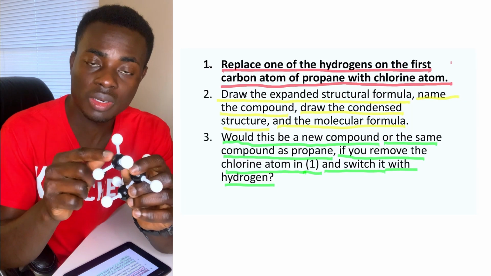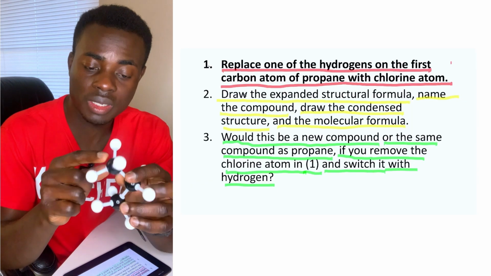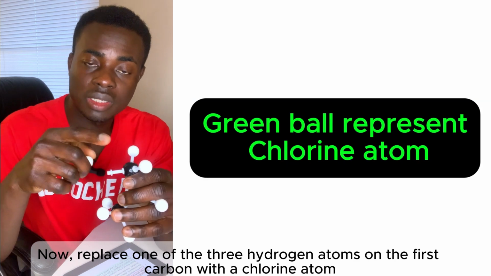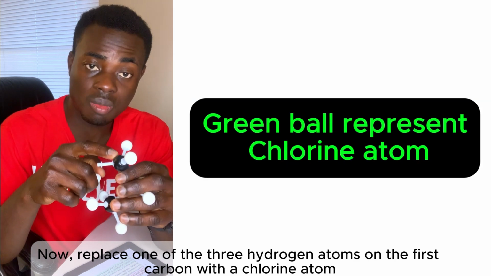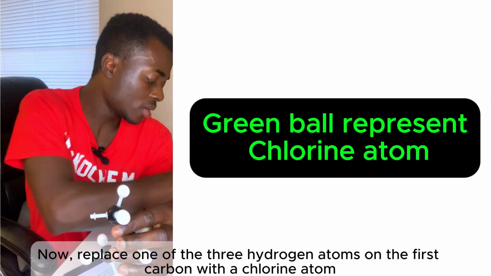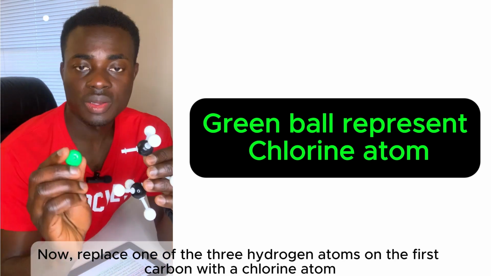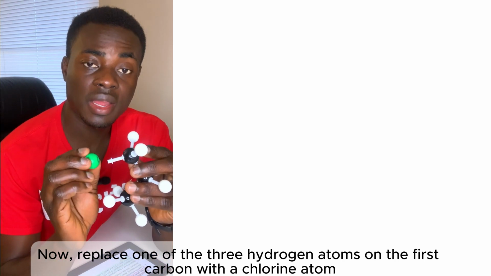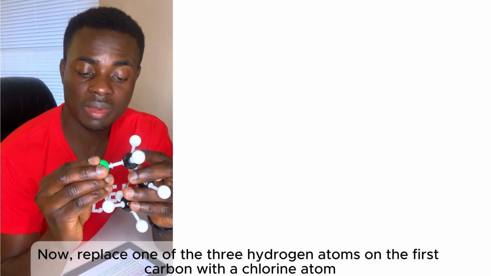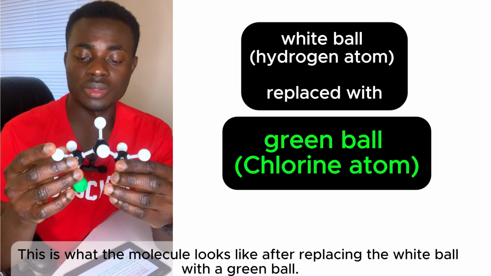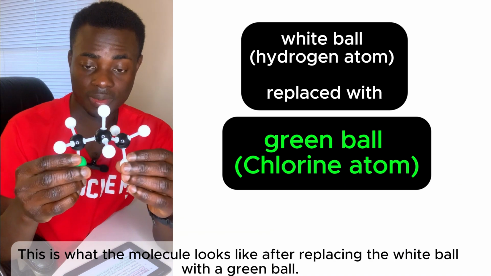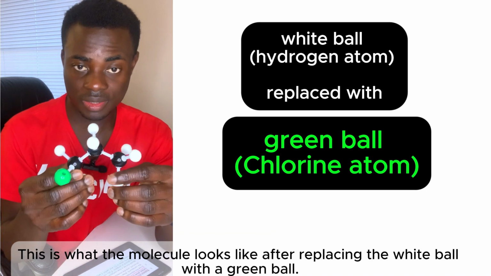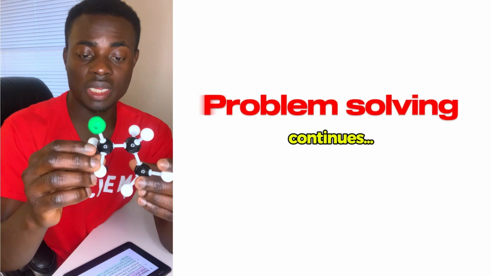Then we place one of the hydrogens on carbon 1 with chlorine. So we remove one hydrogen from carbon 1 and take the chlorine, the green one. We free the hydrogen and the chlorine comes in. Then we build the molecule. That is the first question, where we remove one of the hydrogens on the first carbon and replace it.